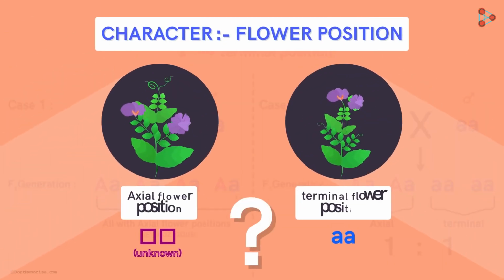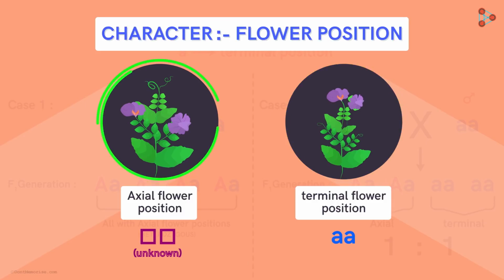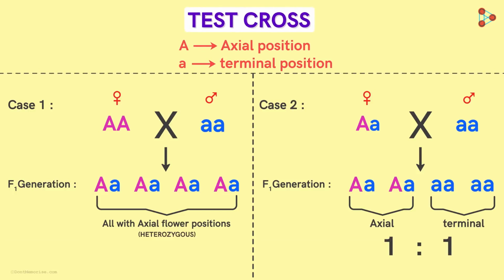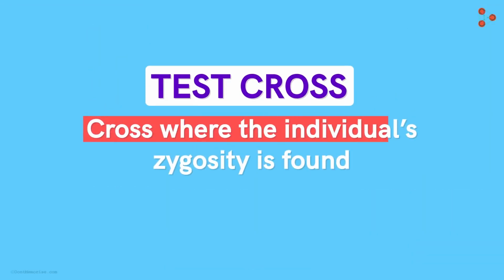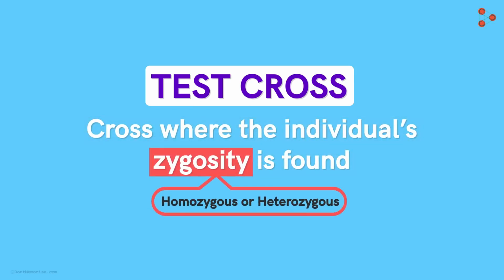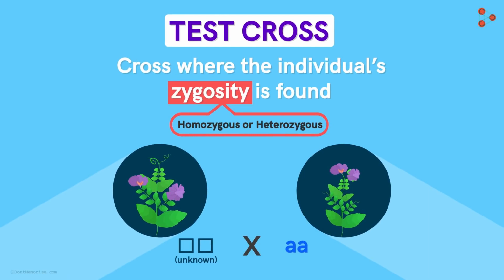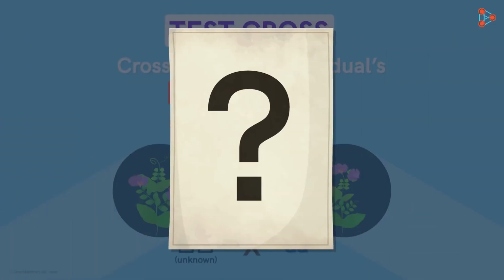So wasn't this interesting? We used another plant to find the genotype of a plant. This type of a cross is referred to as a test cross. It's a cross where the individual's zygosity is found. Zygosity simply means the homozygous or the heterozygous nature. It's found by crossing it with a recessive individual. Test crosses are the most powerful tools used in several experiments. Let's try to solve another question in the next part.